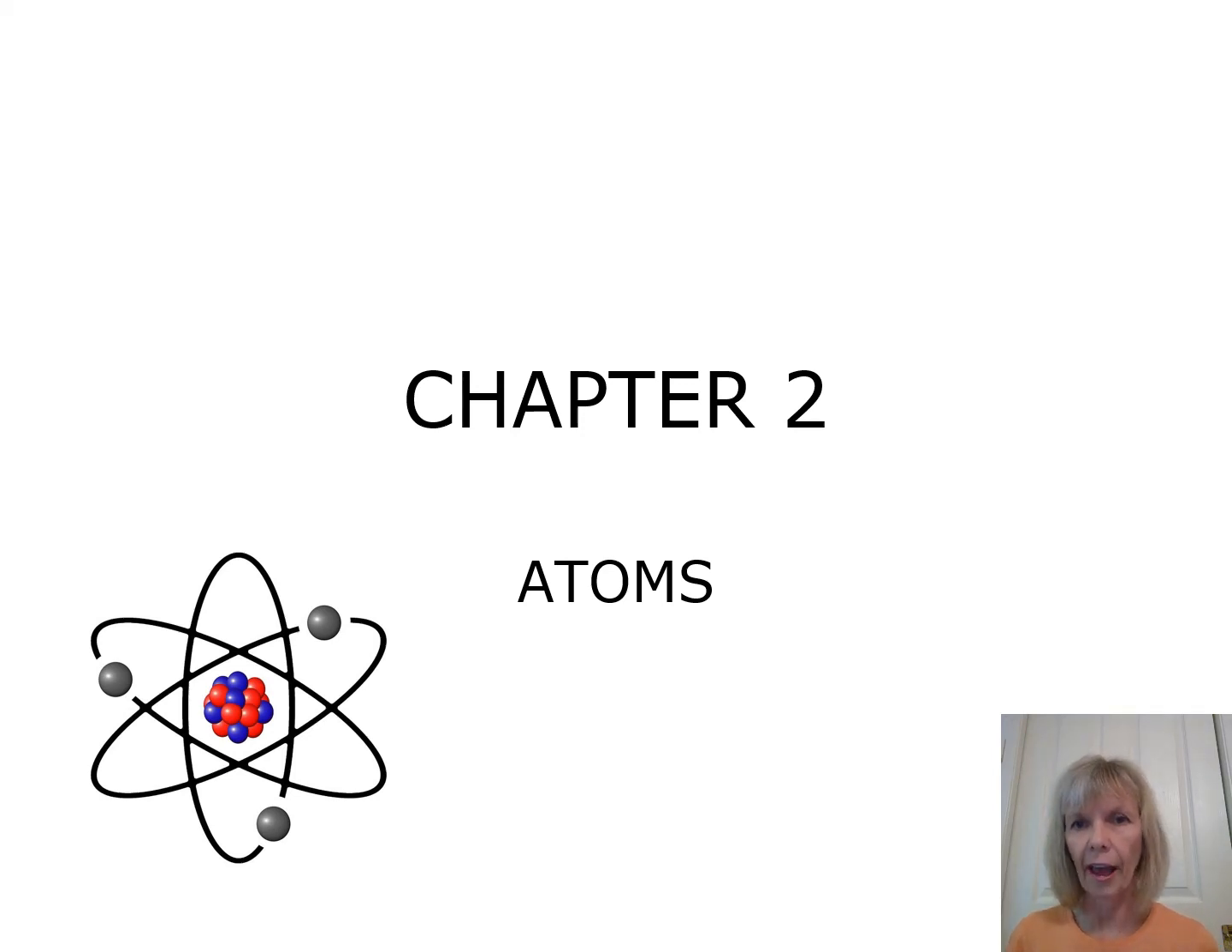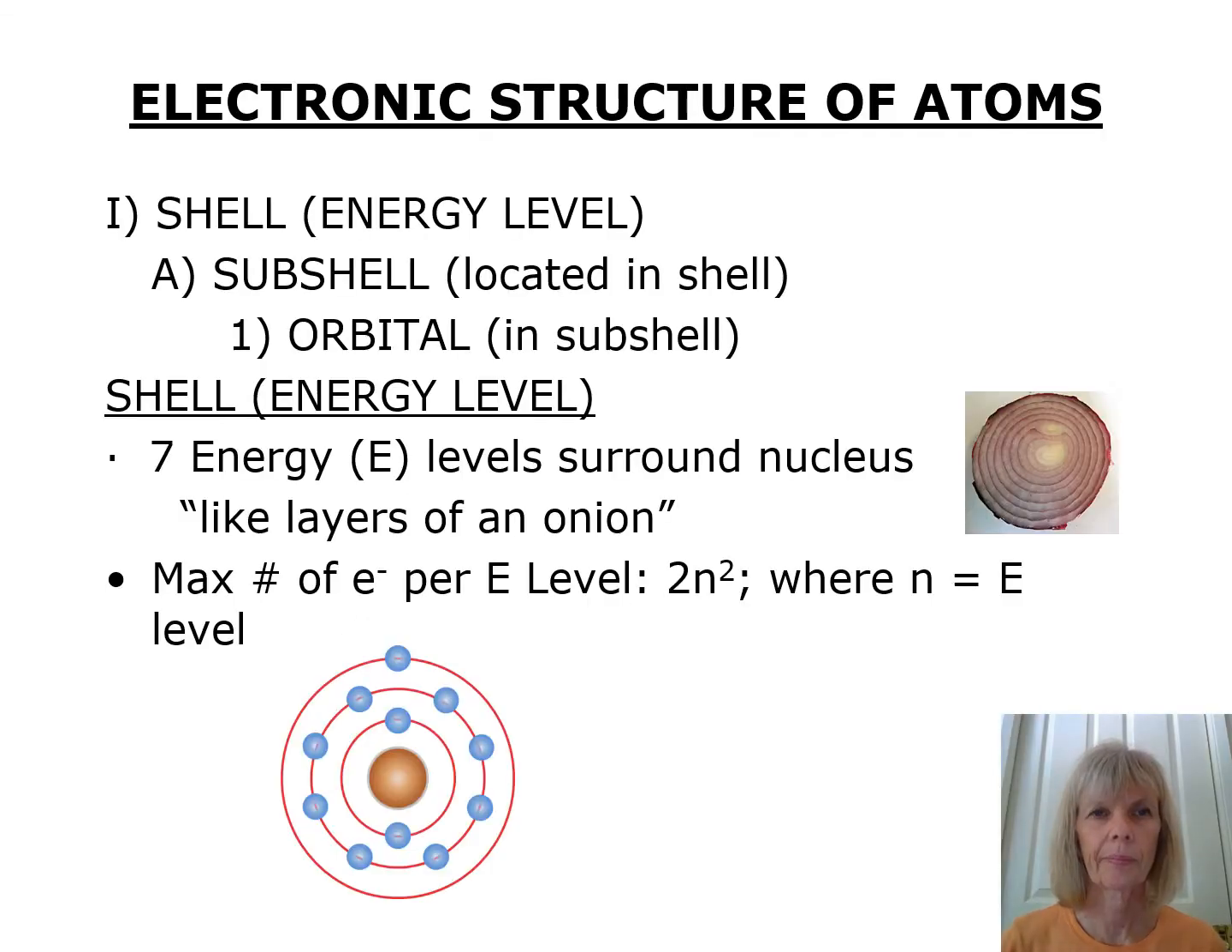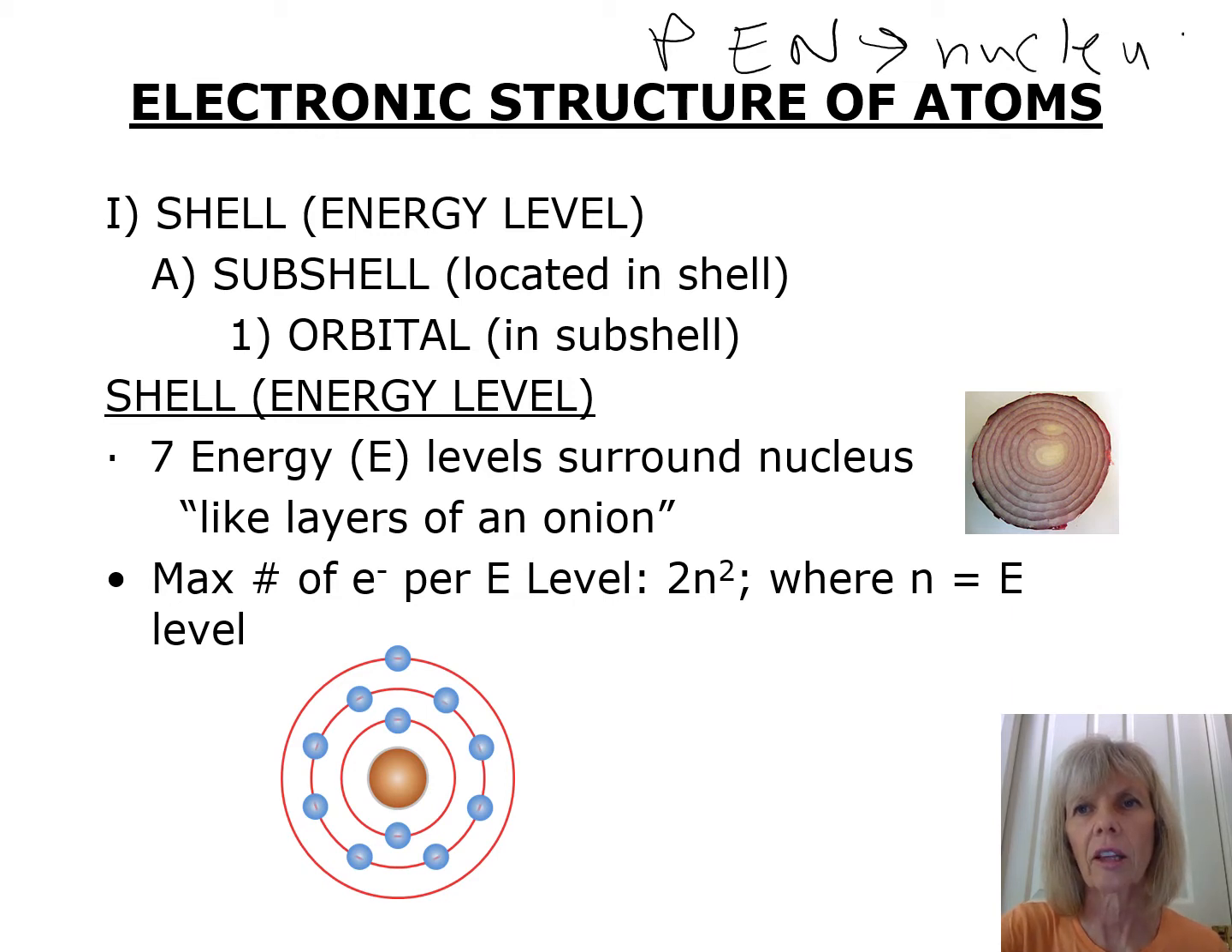Chapter 2 is on atoms. So we said an atom was made up of protons, electrons, and neutrons. And the protons and the neutrons are in your nucleus. And we said the electrons are sort of in this cloud outside the nucleus. So our next section, we're going to get a little bit more specific about where we find electrons for specific elements. So we're going to start by defining some terms.